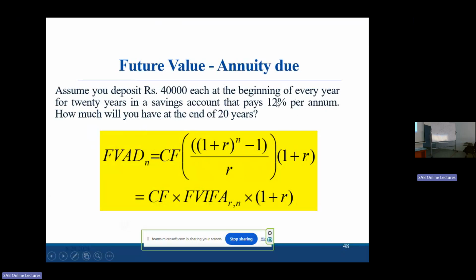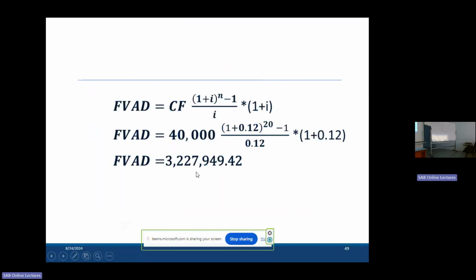This is 40,000, 12% per annum, annually. So 1 plus r means 1.12 to the power 20, minus 1, divided by 0.12, into 1.12. So you will get 3.2 million, 27,949.